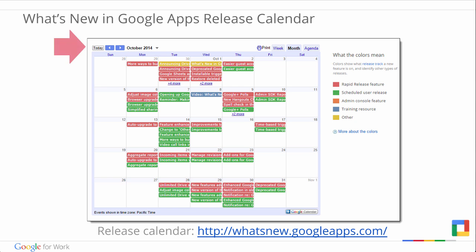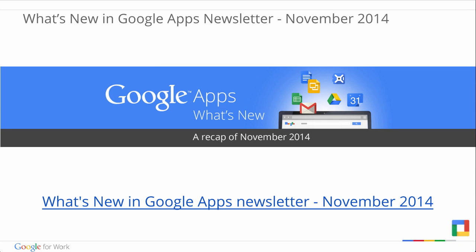And lastly, we want you to stay informed. If you're looking for a full rundown of all the features released last month, then check out the Google Apps release calendar, where you can see the date and type for each release. Or alternatively, check out the What's New in Google Apps newsletter for all the updates and more info on what they mean. You can find the newsletter on the What's New page above the release calendar or in the link below the slide.